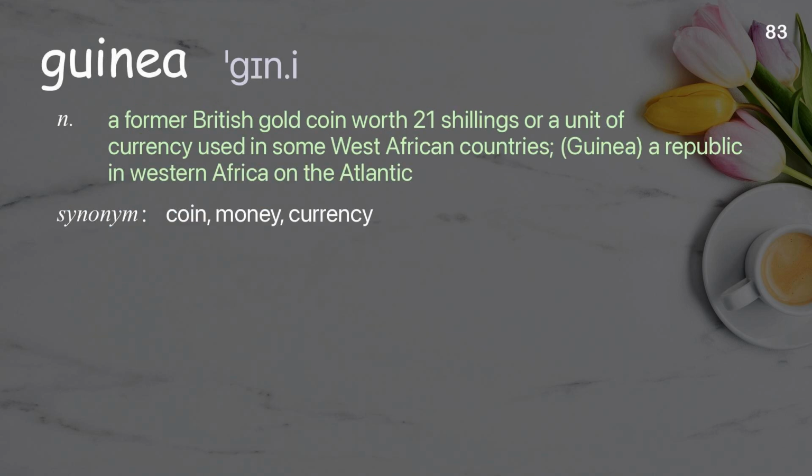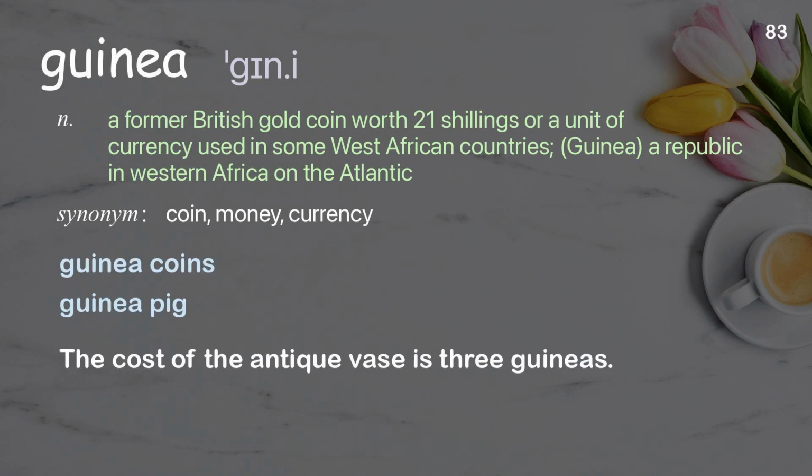Guinea. A former British gold coin worth 21 shillings, or a unit of currency used in some West African countries. Guinea, a republic in Western Africa on the Atlantic. Examples: guinea coins. Guinea pig. The cost of the antique vase is 3 guineas.